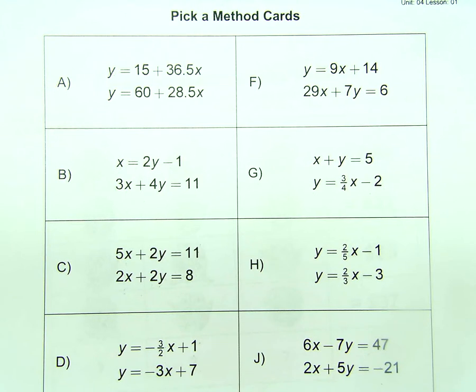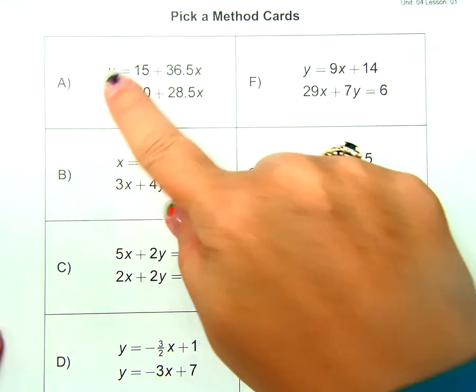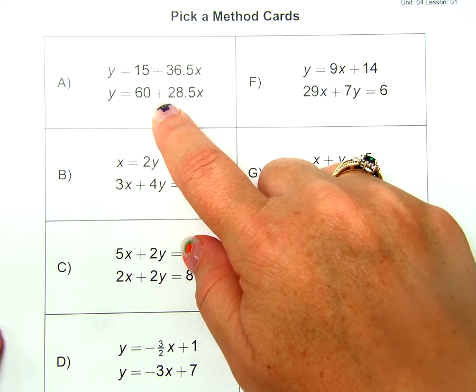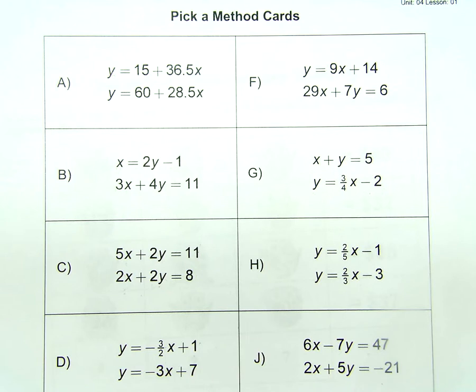What do you say, Danny? On A, you would graph it? Would anybody do anything different with A? See, I would use substitution on A. Because I don't want to graph a slope of 26.5 or 36.5. And I don't want to graph a slope of 28.5. And I don't have to plot a y-intercept of 60. So if I know y equals this and y equals this, can't I set them equal to each other and solve? Like substitution?